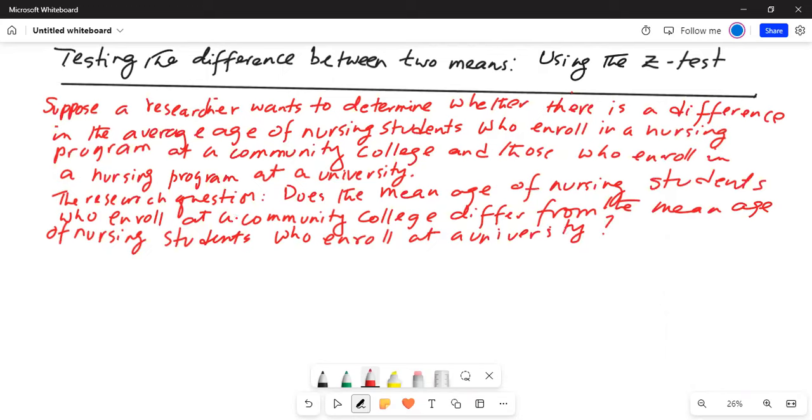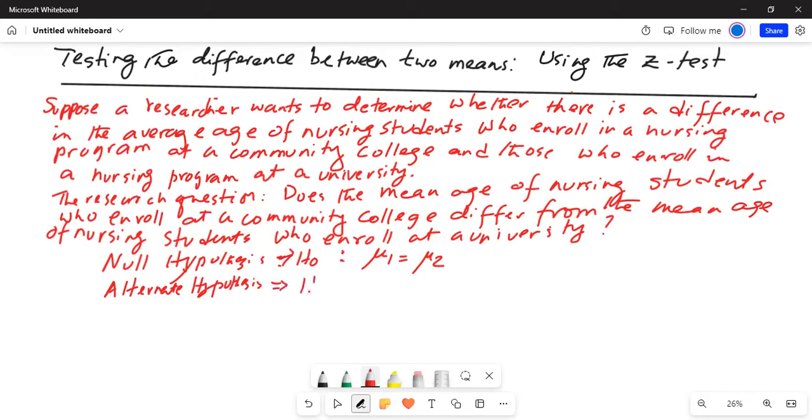So my null hypothesis, H sub 0, is mu1 equal to mu2, and the alternate hypothesis, HA, is mu1 not equal to mu2. Okay.